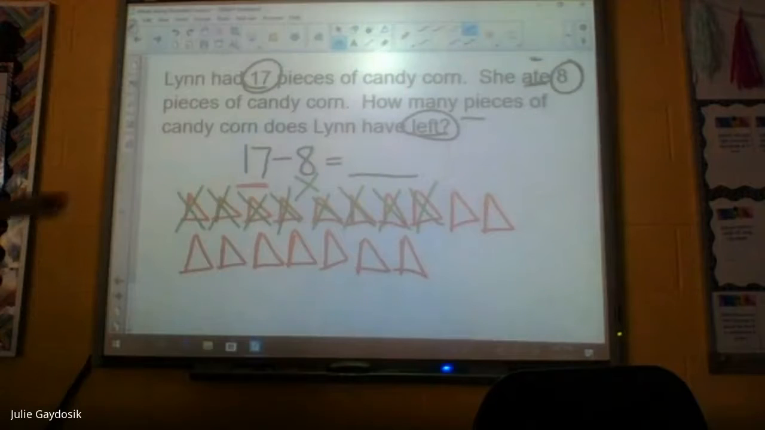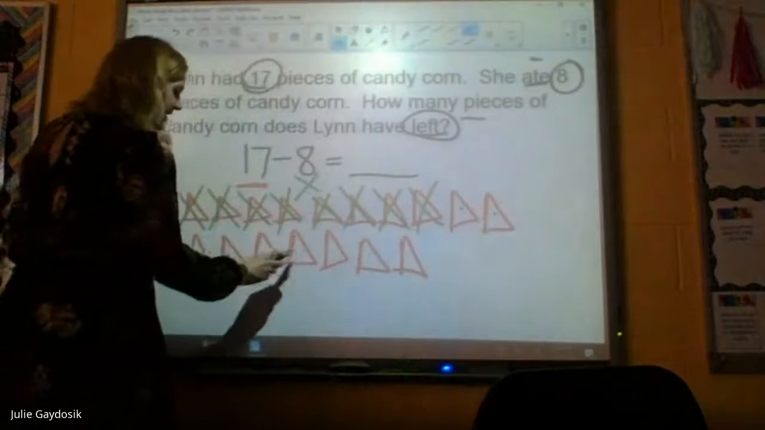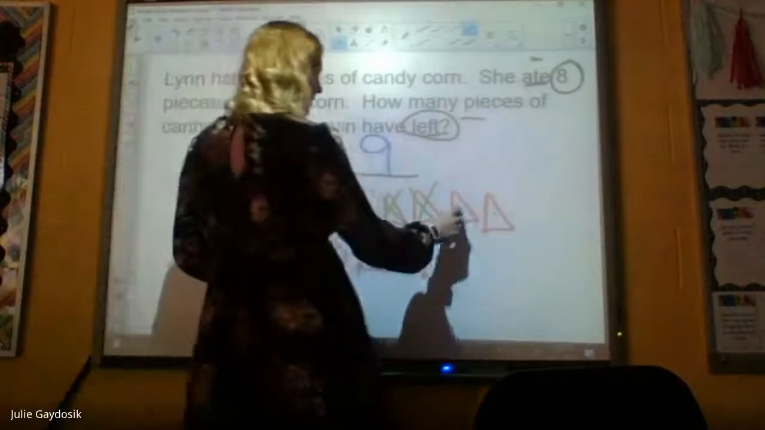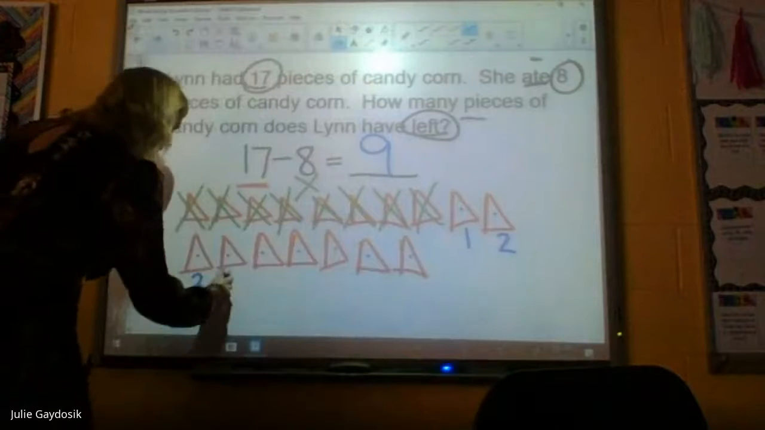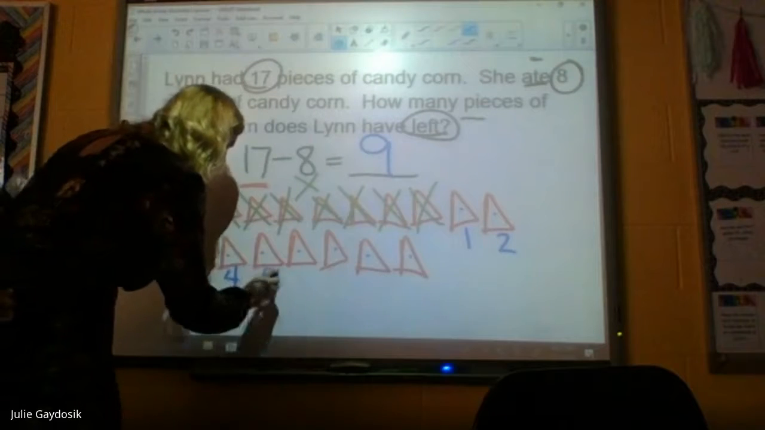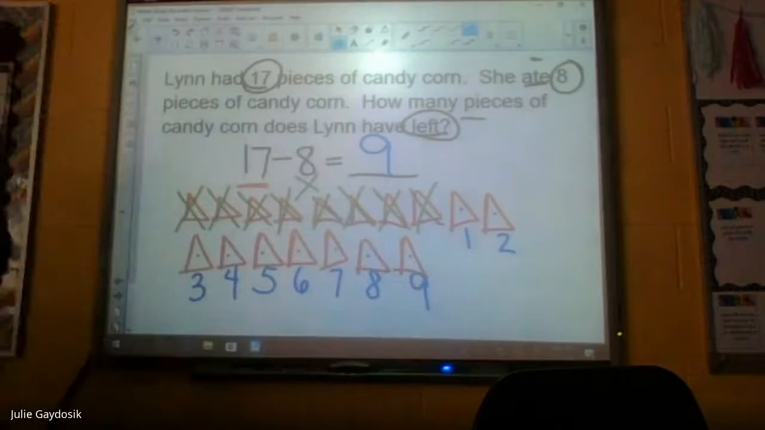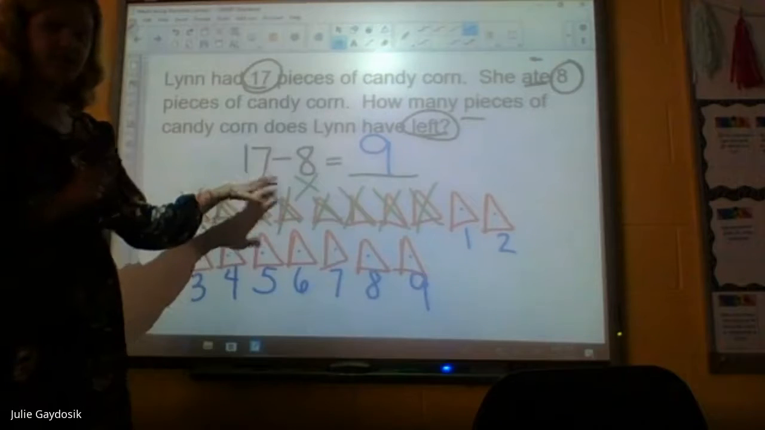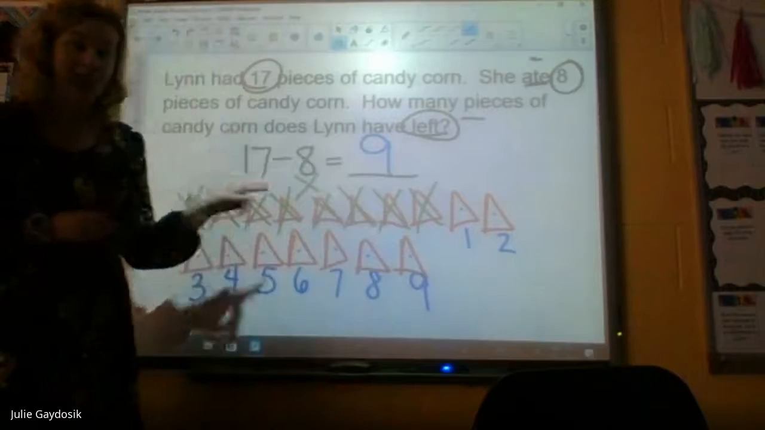Now I'm going to count to see how many I didn't X out, or how many are left. 1, 2, 3, 4, 5, 6, 7, 8, 9. If you need to, you could always write the number underneath, or write them in if you did a circle or something like that. I was just afraid a number wouldn't fit. But there, see, I wrote the number underneath. So there are 9 left. So she had 17, she ate 8 of them, and she has 9 pieces of candy corn left.